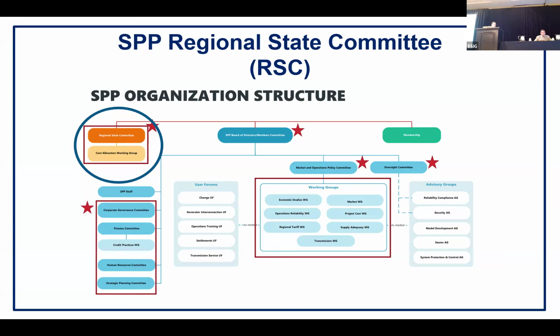Notably, and very important to the states, we are not under the board of directors. We exercise an independent component of the organization. So we're off to the side. We take our own separate votes, and we have our own areas of authority.